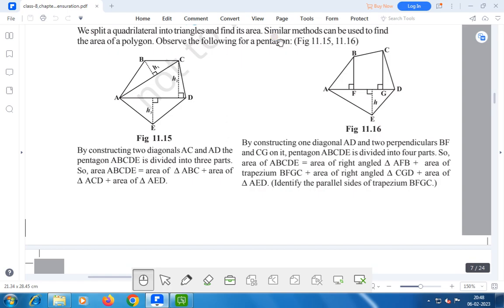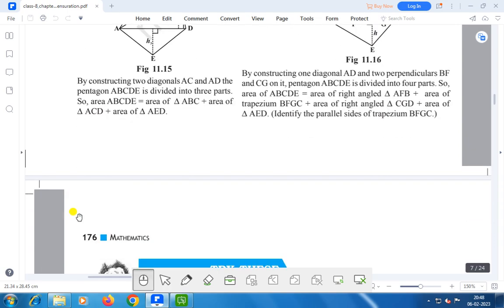Observe the following for a pentagon. Here you see, there are 1, 2, 3 triangles. We will find the area of each and add them, and we will get the area of this figure. You also see there are 5 figures: 1, 2, 3, 4 are triangles, and this is a trapezium. If we add all the areas, then we will get the area of this figure, right?